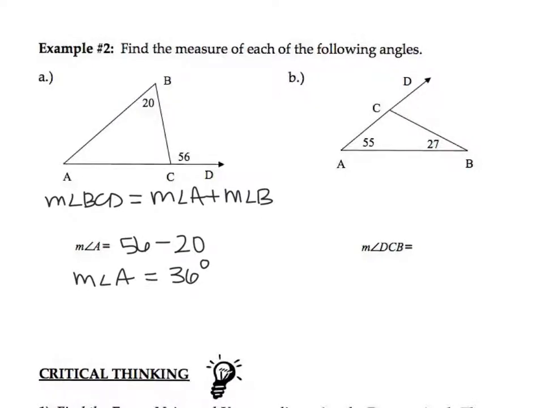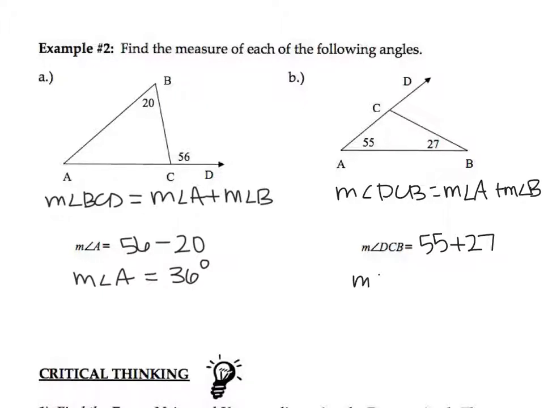So next we want to find the measure of angle DCB, which is the exterior angle. So the measure of angle DCB is found by adding the measure of angle A plus the measure of angle B, which are the remote interior angles, which have measures of 55 and 27. So the measure of angle DCB is found by doing 55 plus 27, which means the measure of angle DCB is 82 degrees.